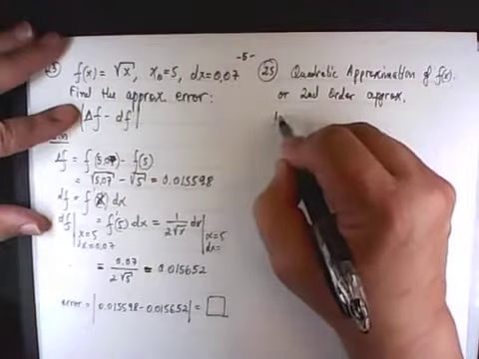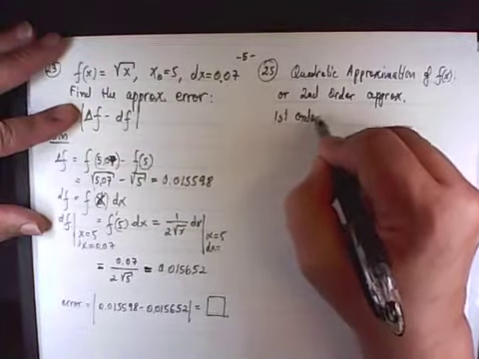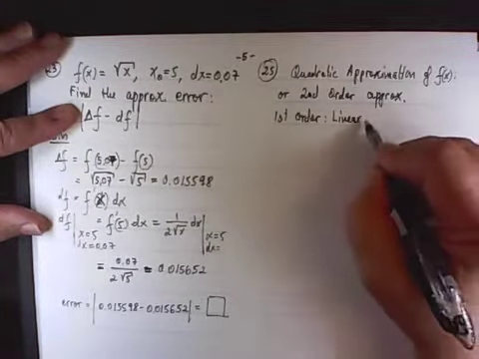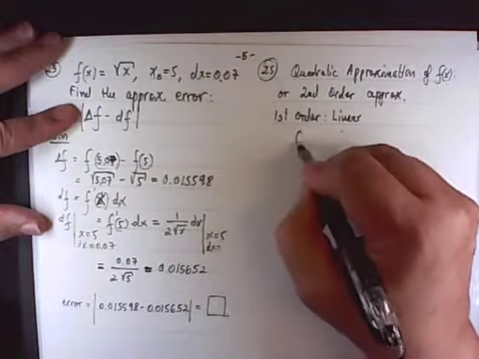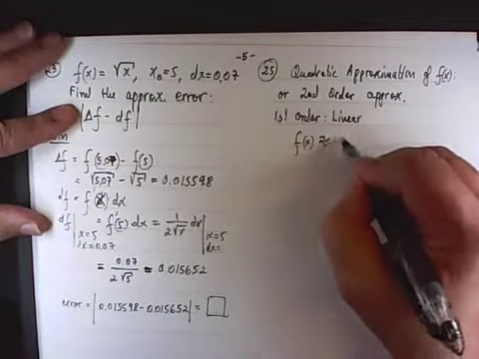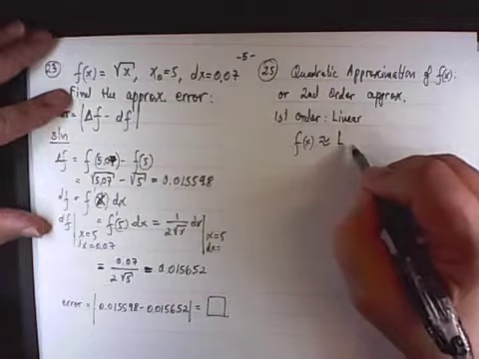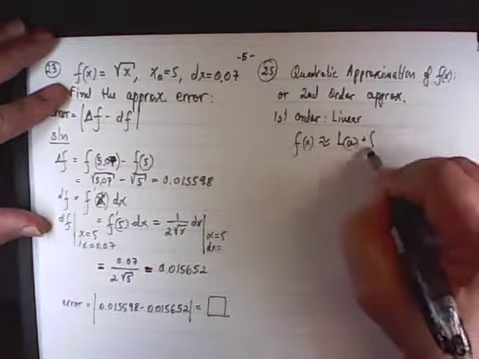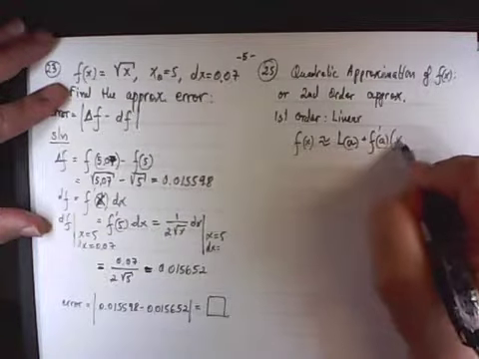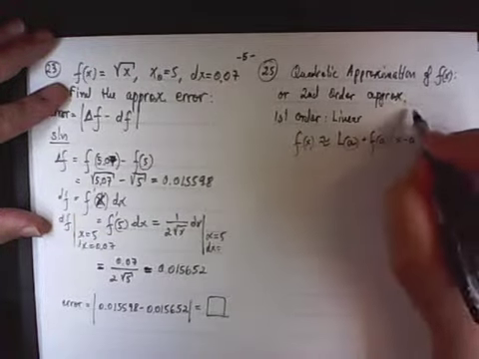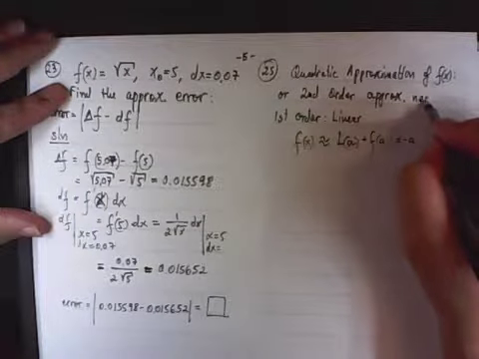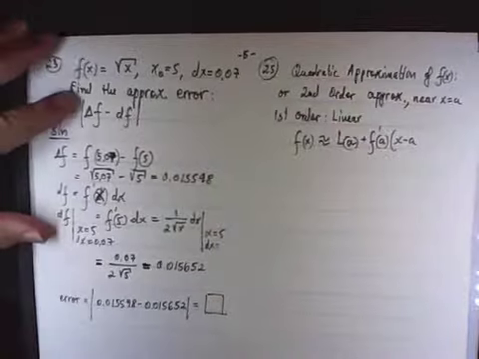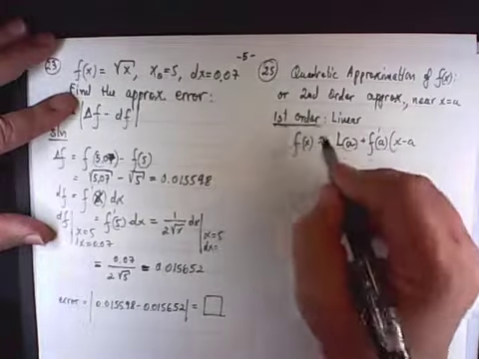Okay, so first order is the linear, where we say that f of x will be approximated by L of a plus f prime of a times x minus a. This is near x equal a. Okay, let's not forget that. And now this will be the first order.